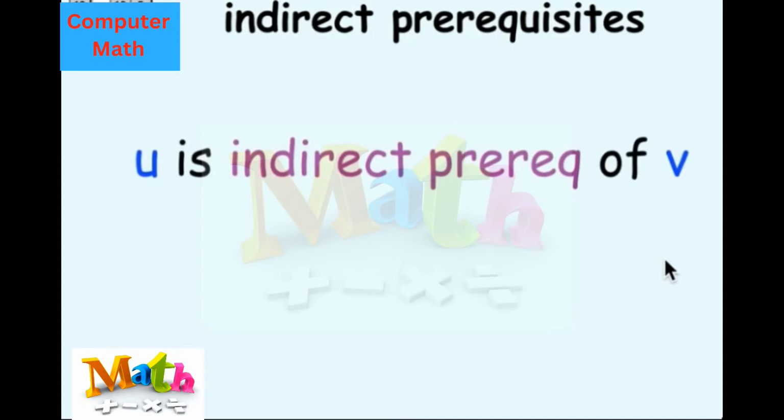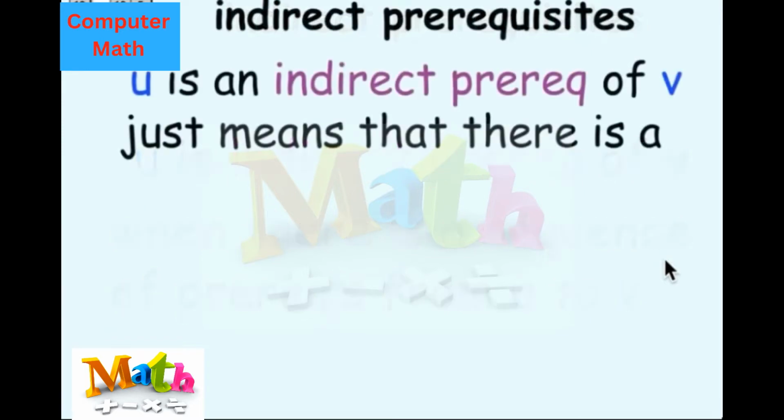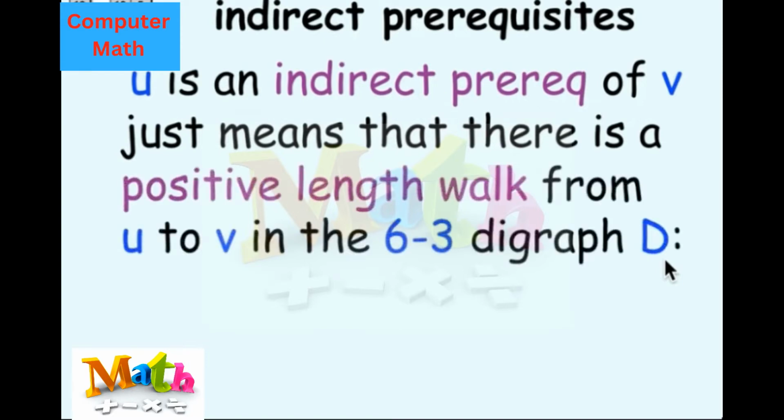One class U is an indirect prerequisite of another class V means that there's a sequence of prerequisites starting from U and going to V. It means that you really have to have taken U sometime before you took V. And that's a crucial fact that you need to take account of when you're planning a course schedule. So in terms of digraph language, U is an indirect prerequisite of V just means that there's a positive length walk that goes from U to V in the digraph. In this case, we're talking about the 6-3 digraph of prerequisites.